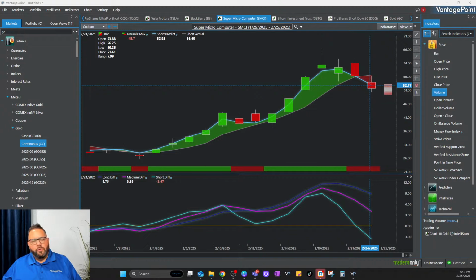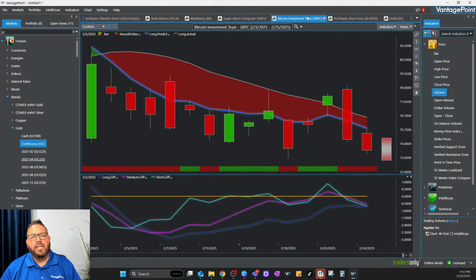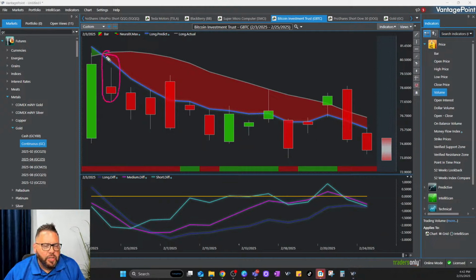One last one that I want to show you guys, and this one is related to Bitcoin. And I don't care if you buy cryptocurrencies or not. This is an ETF, folks. If you buy ETFs and sell ETFs, here is an ETF called Bitcoin Investment Trust.